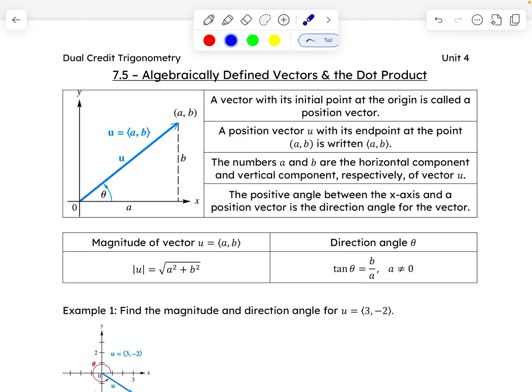And then we write our vector as ⟨a, b⟩, but we use the pointed brackets instead of our normal parentheses to signify that it's a vector. We say the numbers a and b are the horizontal and vertical components, respectively, for the vector. And then the angle between the x-axis and the vector, this angle right here, theta, is what we call the positive direction angle. The position vector has that direction angle going up to it from the x-axis.